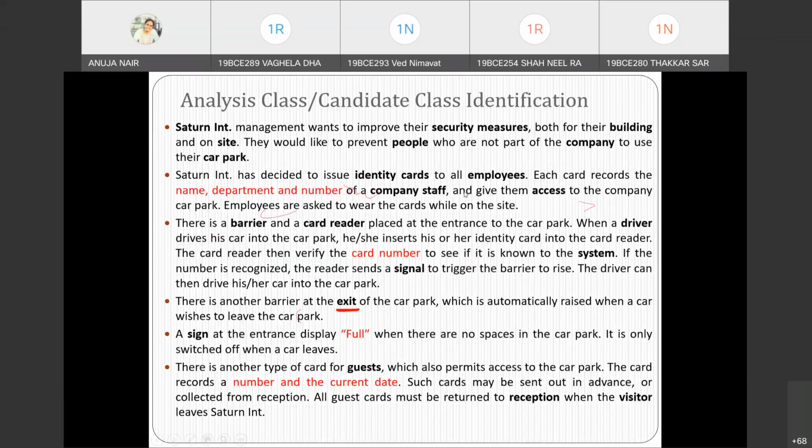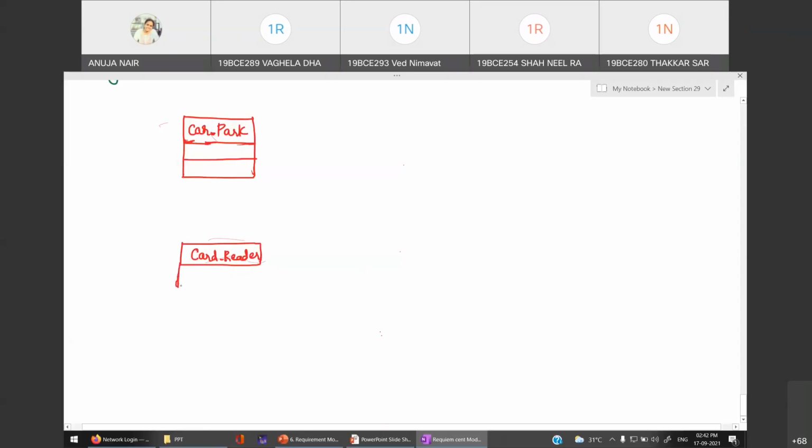And for card reader, is there any variable which is written over here? Anything that we found out related to card reader? No, right? So we'll leave the variable part as it is. No variables. Is there any method for car park, card reader? Is there any method for card reader? Seeing the question, can I say insert card? Insert card is one method, right?